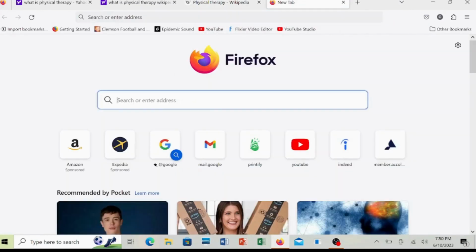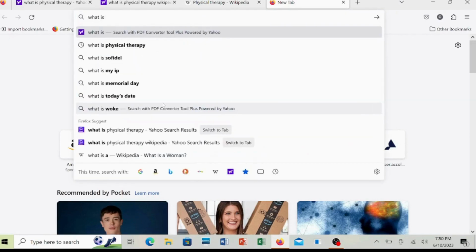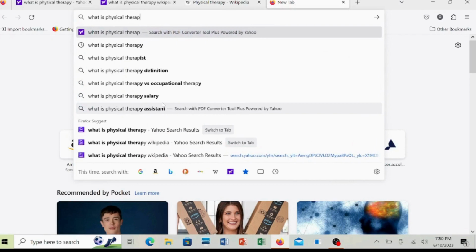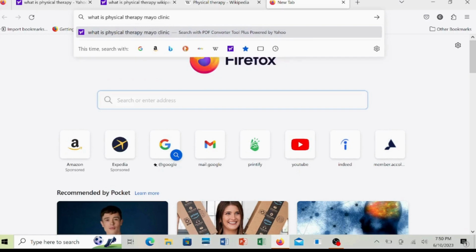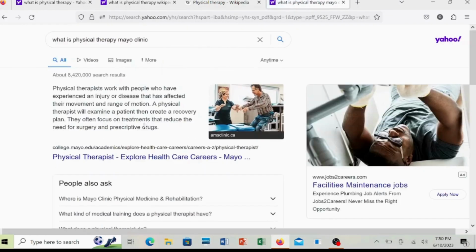I'm going to come over here to, I believe it was the Mayo Clinic that had a good definition of this, and that we're going to work from. So, according to the Mayo Clinic, as we pull up here on this definition of what is physical therapy, this says physical therapists work with people who have experienced an injury or disease that has affected their movement and range of motion. Now we're starting to get into it a little bit more. A physical therapist will examine. I like that definition from the Mayo Clinic really the best because it mentions movement.